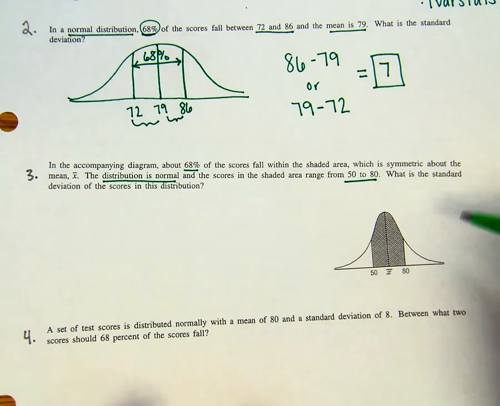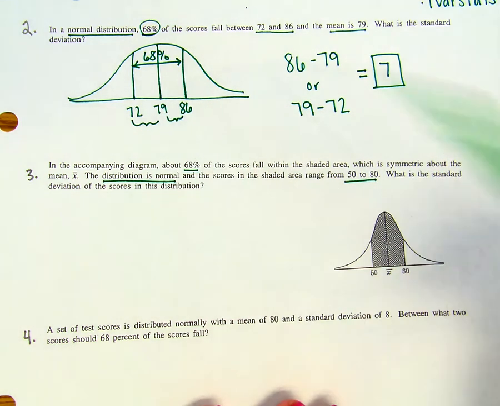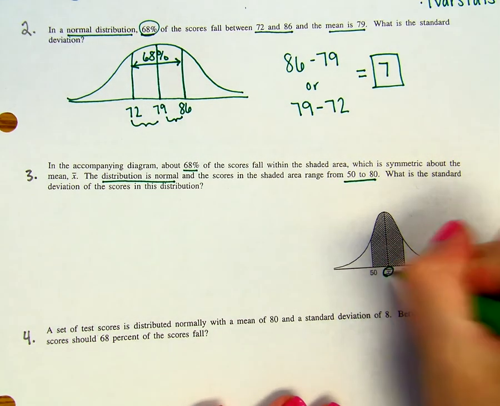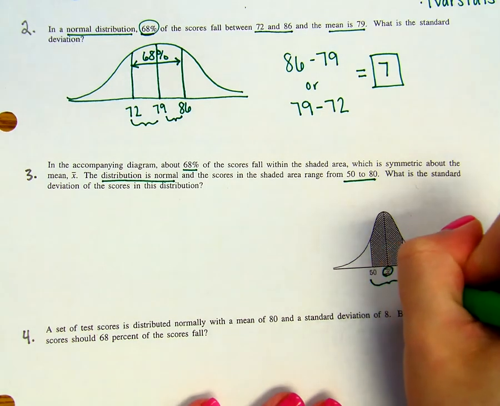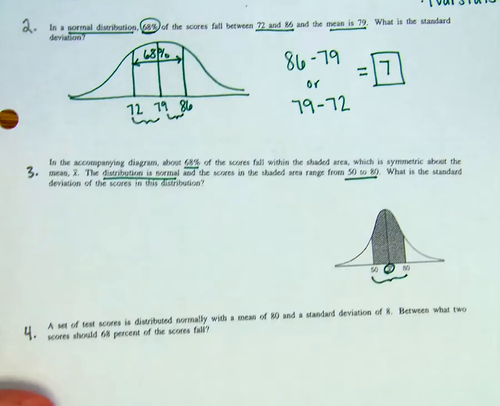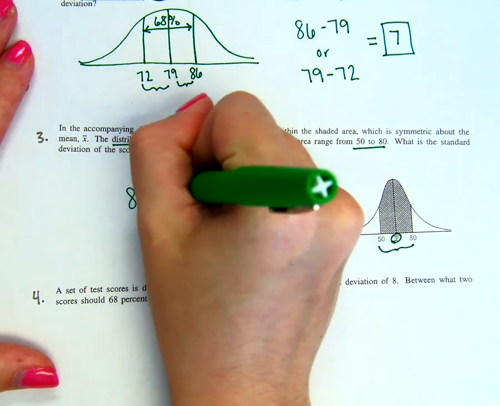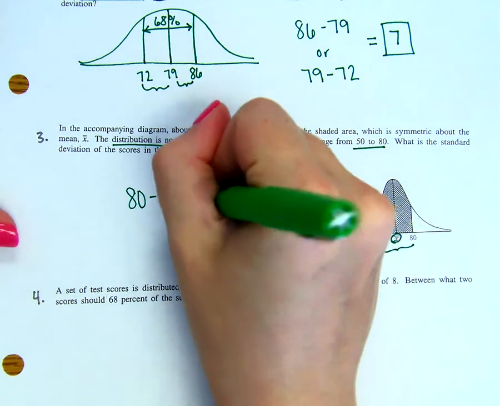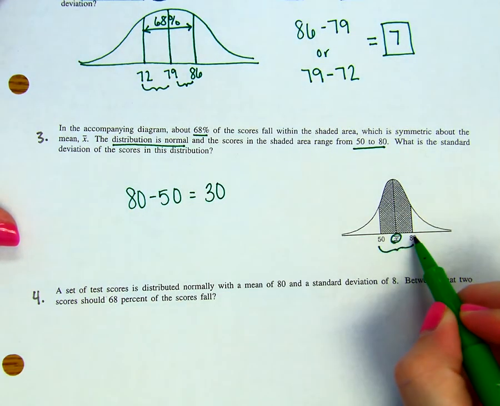Okay. So in this case here, the difference between question 2 and 3 is in question 2, we knew what the mean was. Here we do not know what the mean is. So I still need to find the difference, but this time I need to find the difference between both of those boxes. So 80 minus 50 equals 30. So between 50 and 80, there's 30.